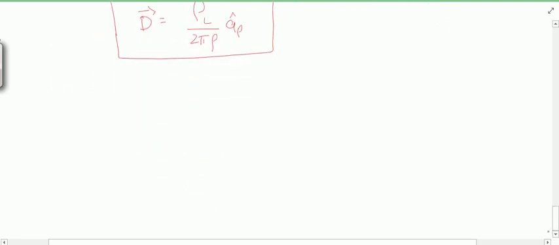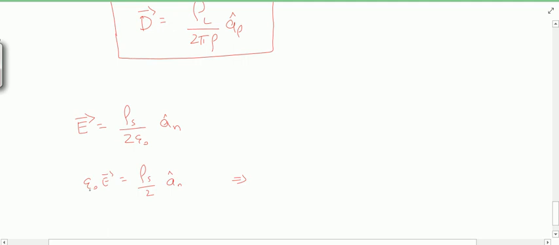Similarly, we can find out the electric flux density for a surface charge. For a surface charge, what is the electric field intensity? It is rho s by 2 epsilon naught. I am considering an infinite surface. Rho s by 2 epsilon naught, and the unit vector is perpendicular to whatever surface I am taking. So epsilon naught goes to the left-hand side, and epsilon naught E is equal to rho s by 2 an cap.